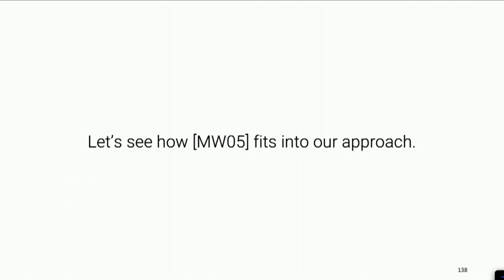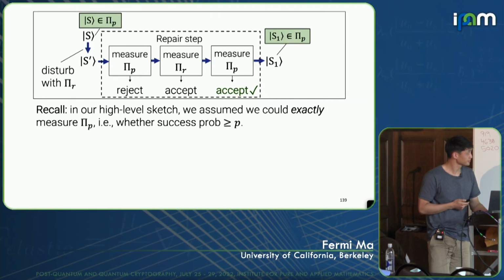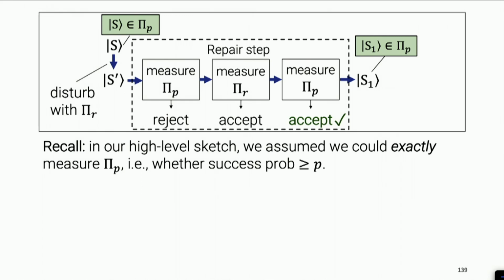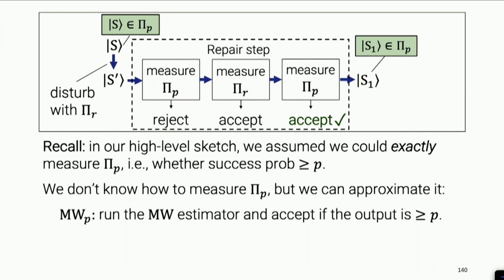So let's go back to our original goal of rewinding and see how this Marriott-Watrous success probability estimator fits in. Recall in our high-level sketch, we had this exact measurement of pi p, which we now have a better understanding of. This pi p should have been all along the projection onto the Jordan subspaces of pi uniform and pi accept with eigenvalue at least p. But we don't know how to implement that measurement, so we have to replace it with something else. The obvious thing to plug in is the quantum algorithm that runs the Marriott-Watrous estimator and outputs 1 if the estimate is at least p, and 0 otherwise. This seems to be the closest thing we have to this pi p measurement.